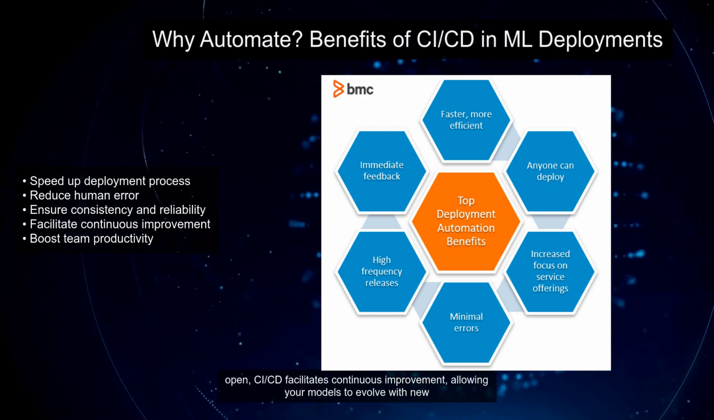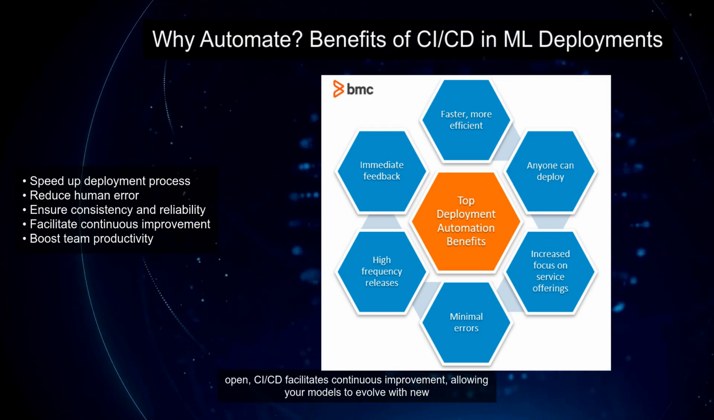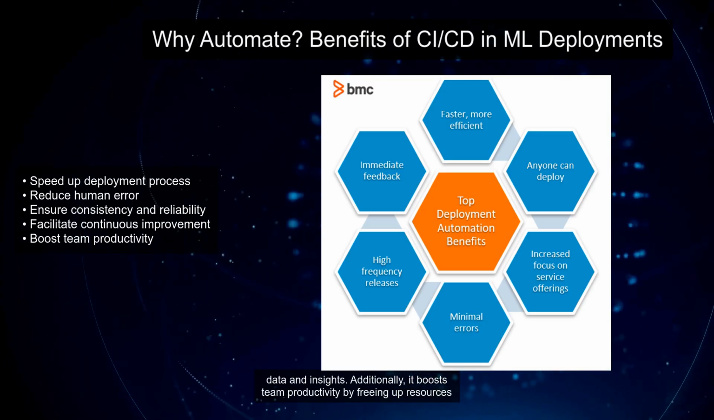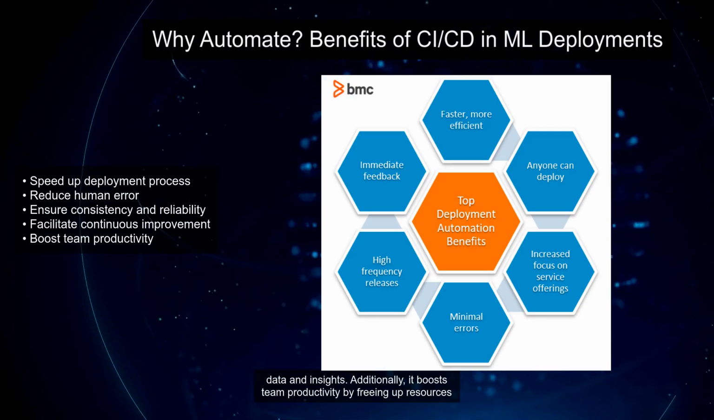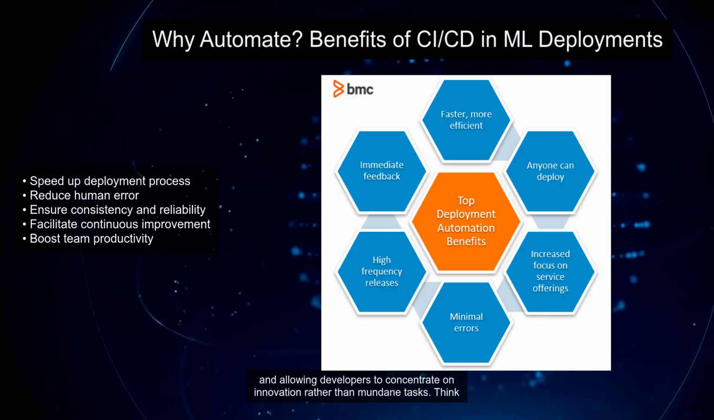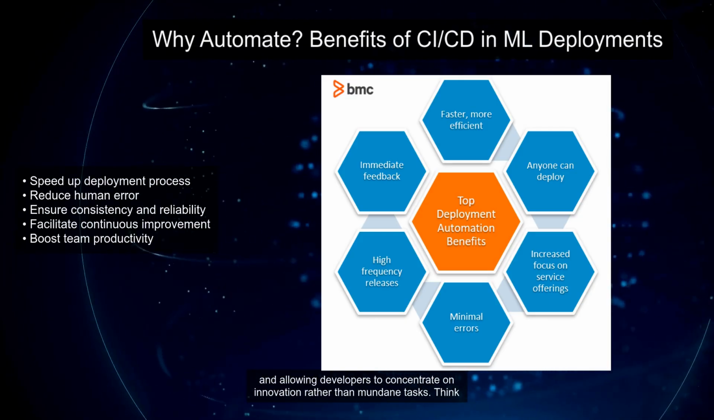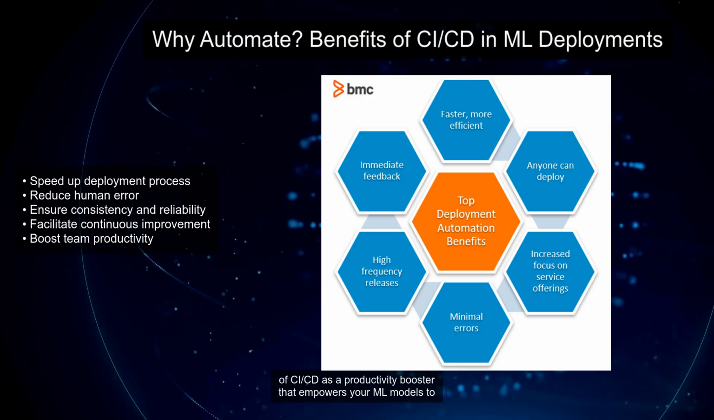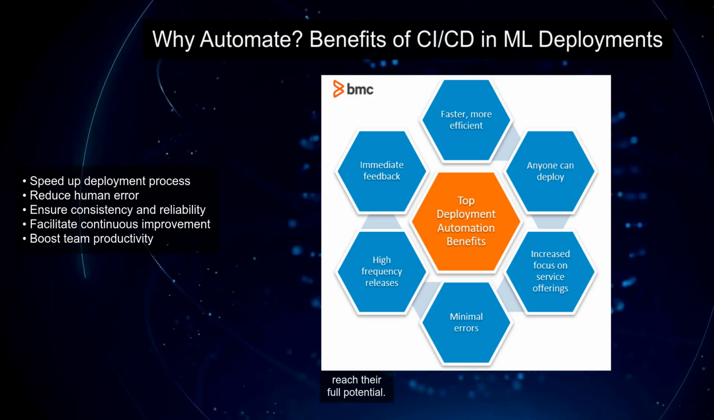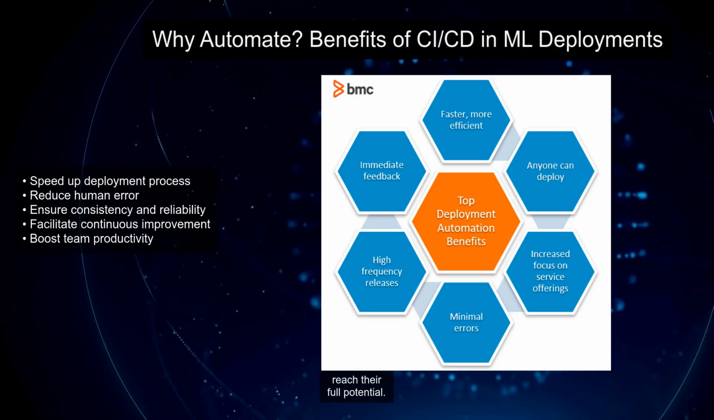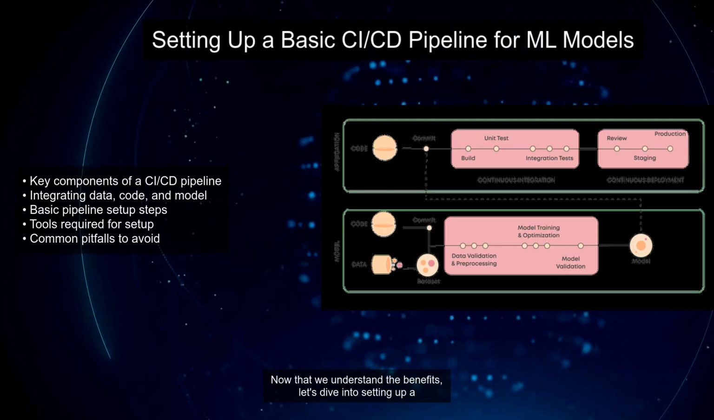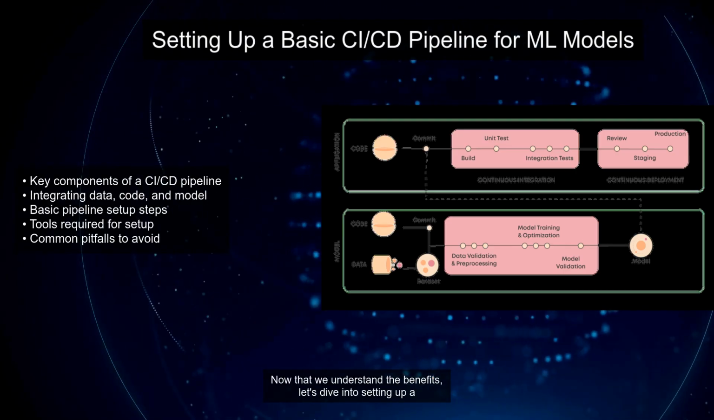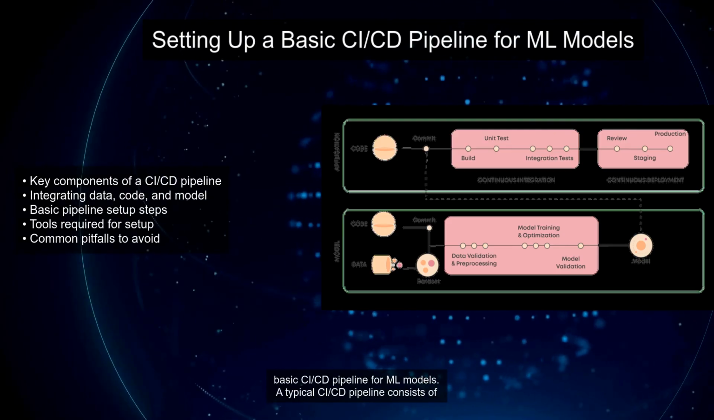With the feedback loop always open, CI/CD facilitates continuous improvement, allowing your models to evolve with new data and insights. Additionally, it boosts team productivity by freeing up resources and allowing developers to concentrate on innovation rather than mundane tasks. Think of CI/CD as a productivity booster that empowers your ML models to reach their full potential. Now that we understand the benefits, let's dive into setting up a basic CI/CD pipeline for ML models.